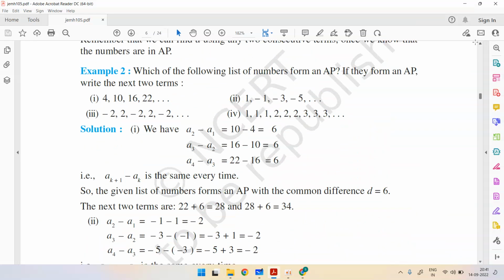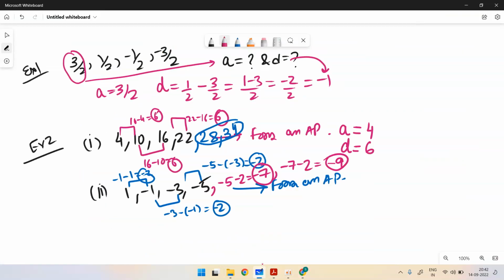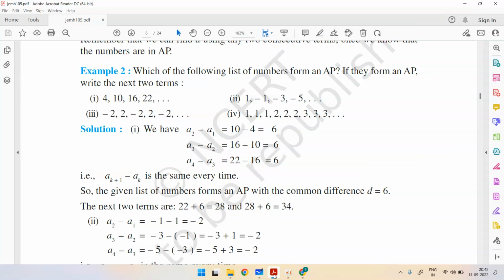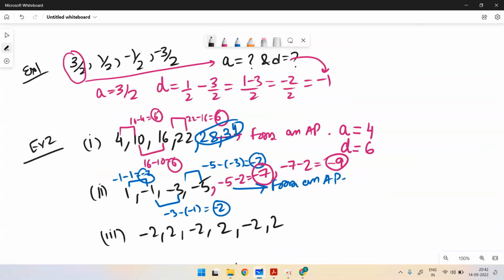Now what is the third part? The third part is minus 2, 2, minus 2, 2, minus 2, 2, and so on. So if you see this, what is the difference here? It is 2 minus of minus 2, which is nothing but 4.